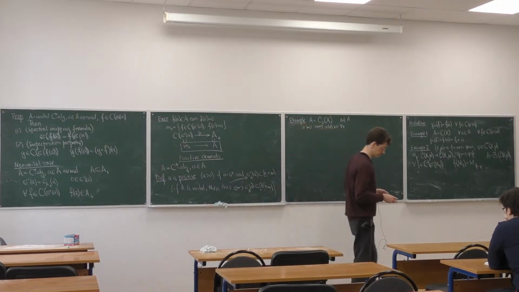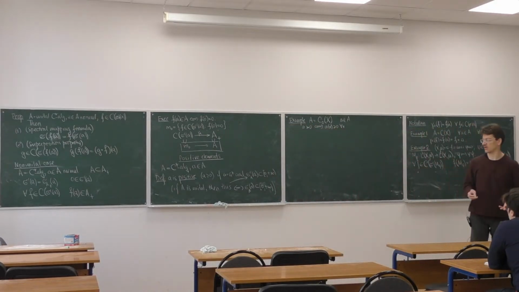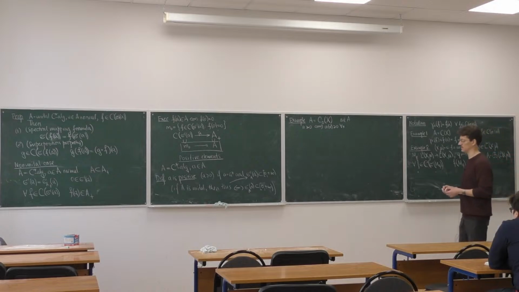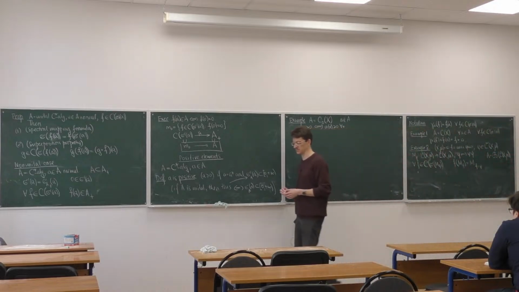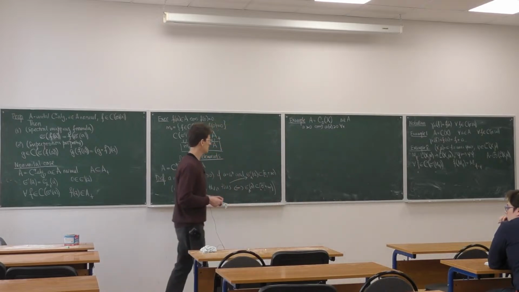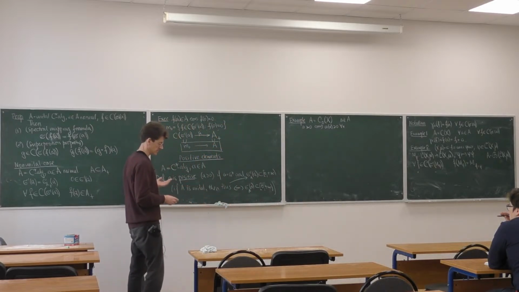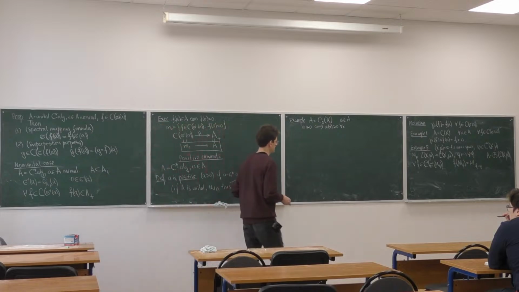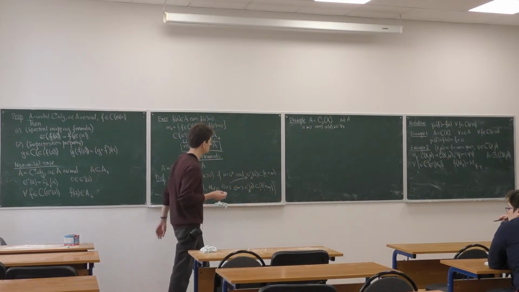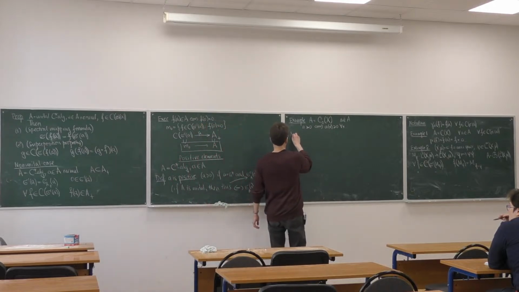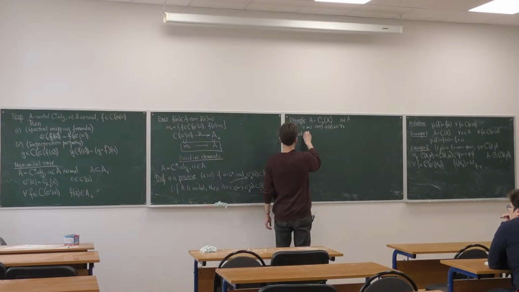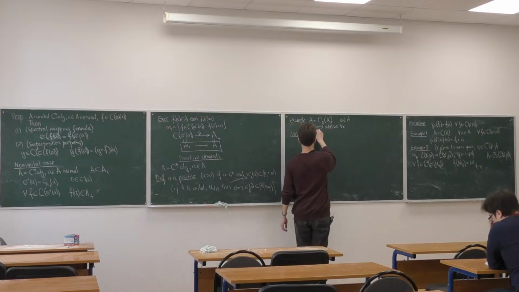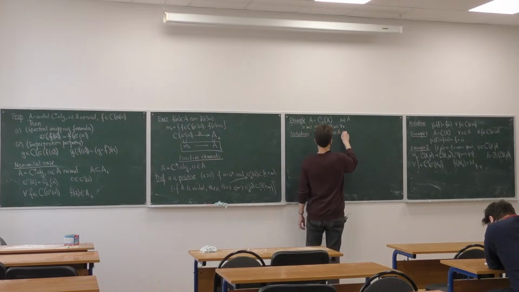Morally, if we interpret C-star algebras as non-commutative analogs of topological spaces, or non-commutative analogs of algebras of continuous functions, then self-adjoint elements correspond to real functions, and positive elements correspond to non-negative functions. It's convenient to introduce a special notation for this set of all positive elements. Let's denote it like this.